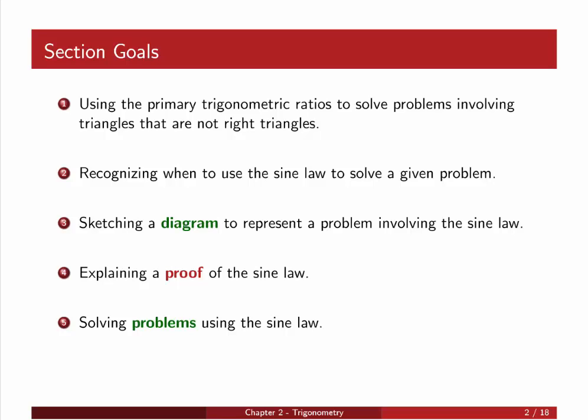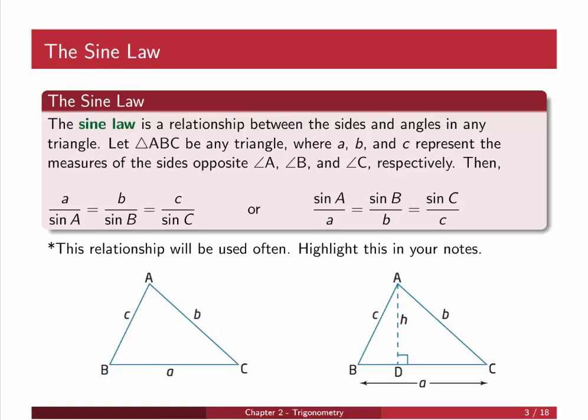Situation one, we're going to be given a couple sides or a couple angles. We're going to have to find a side of a triangle. Situation two, we're going to be given a couple sides and an angle, and we're going to have to find the other angle of a triangle. And the last one, we're going to talk about the ambiguous case.